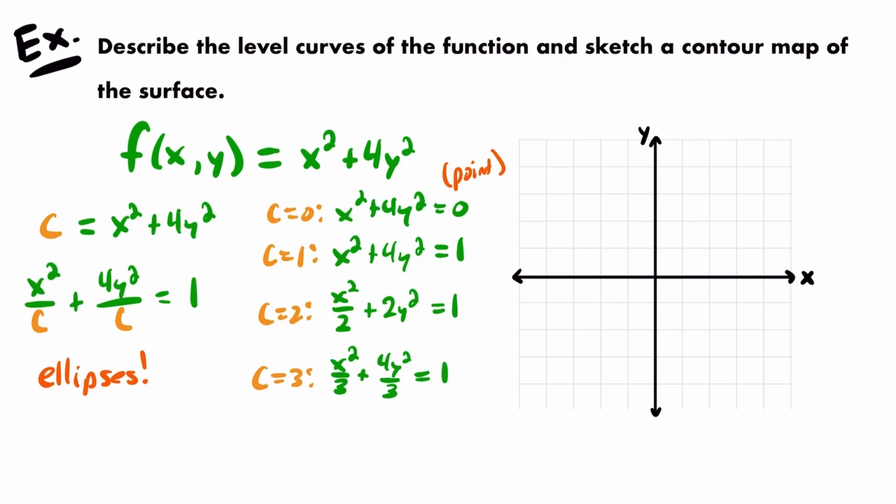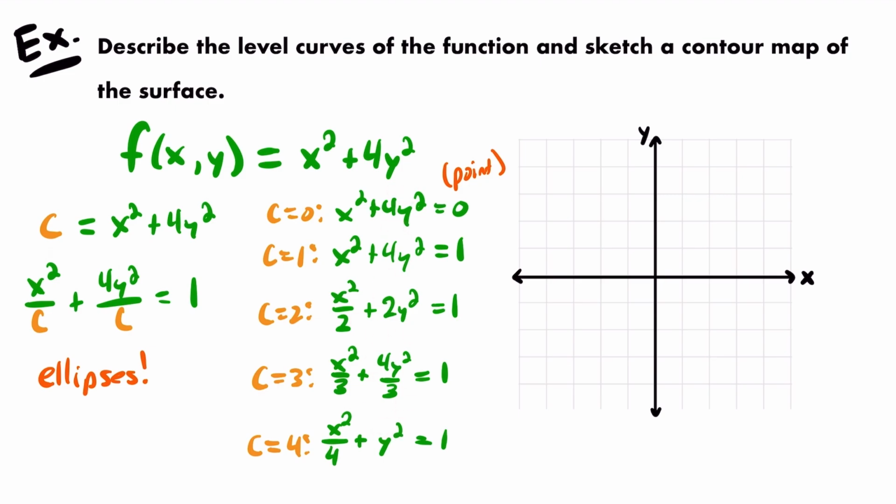And then let's take a look at one more. Let's take a look at c equals 4. And for that value, each of these denominators in this equation will be 4. So we get x squared divided by 4 plus 4y squared divided by 4 equals 1. But those 4's would cancel out, so you'll just get y squared. All right, so x squared divided by 4 plus y squared equals 1 is the level curve at c equals 4.